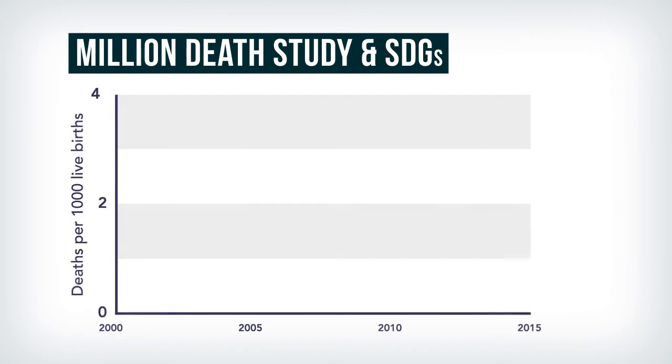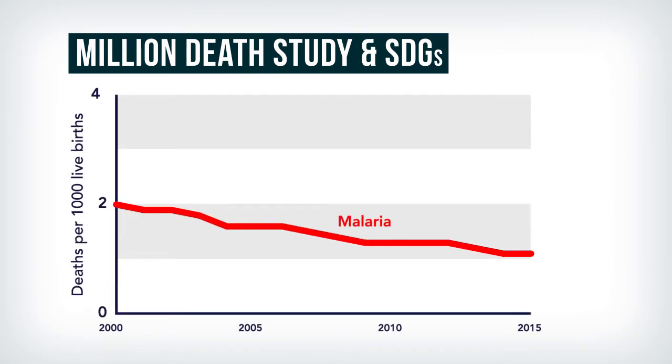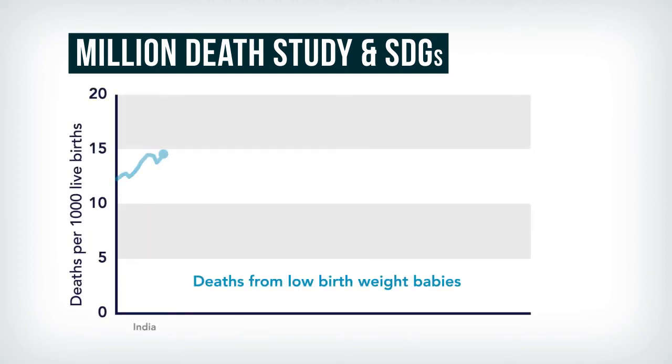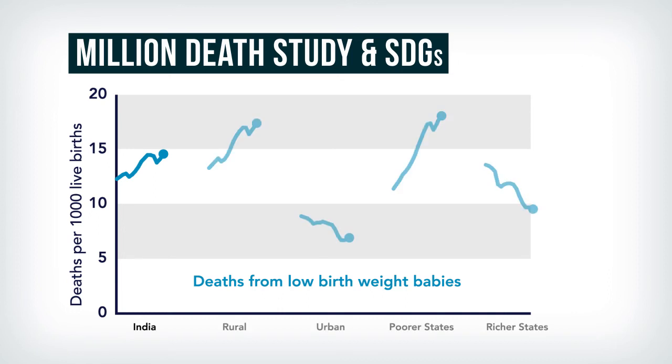By contrast, malaria mortality among children did not fall nearly as fast as they did for these other conditions. This reflects a relative neglect of childhood malaria prevention and treatment. In addition, death rates from low birth weight and prematurity actually rose, and they were driven by increases in rural areas and in the poorer states of the country.